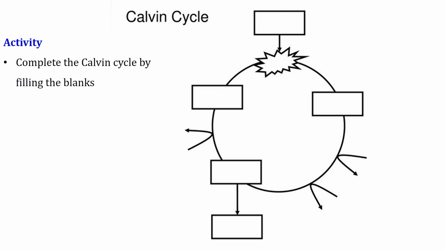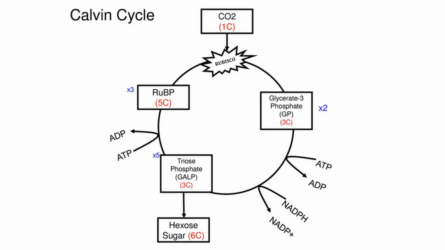Let's test your understanding. Here's a blank summary diagram of the Calvin cycle. Your task is to fill in the blanks for each step. Pause the video here and give it a try. Here's the completed diagram. Check your answers and make sure you have identified each step: carbon fixation, reduction, regeneration, and glucose production.